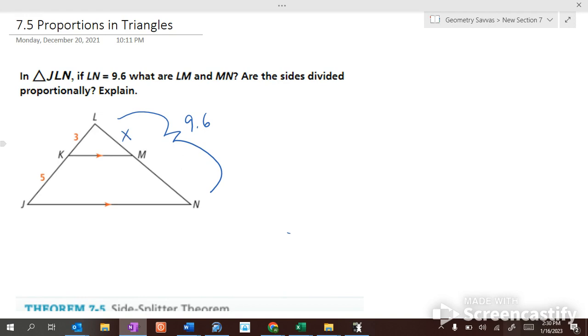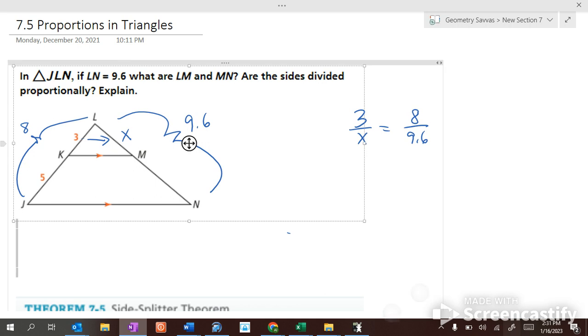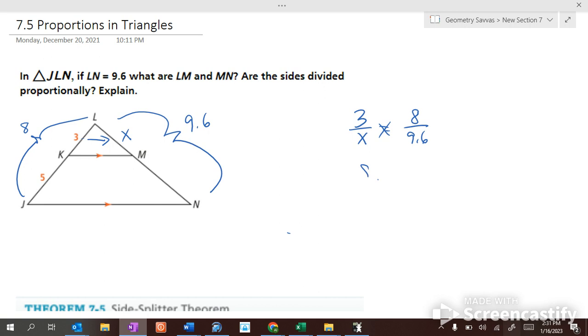So we could put an X right here and go, well, if I go this way, 3 over X, what would I put over 9.6? 8, exactly. Because you have to have this whole side. So this part over this part equals this whole side over this whole side. Then it's just an easy peasy little thing to solve.